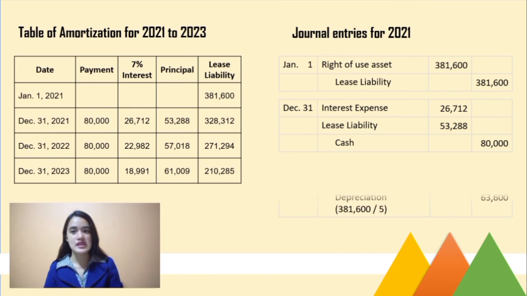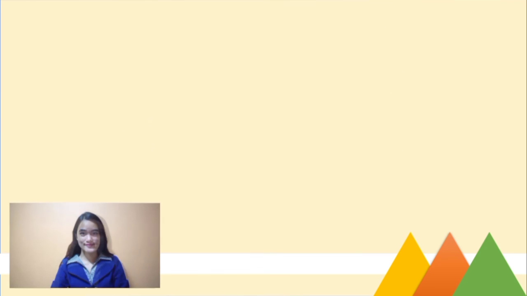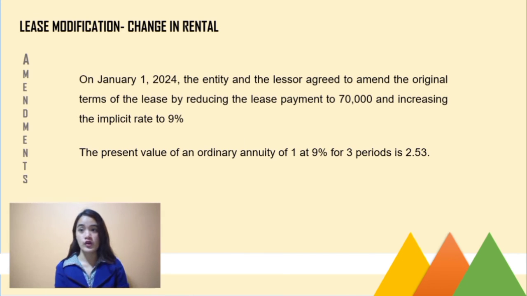Also, record natin yung depreciation. Depreciation will be debited with the amount of 63,600 pesos and credited to the account, or accumulated depreciation rather, with the same amount. So again, ito naman yung amendments. On January 1, 2024, the entity and the lessor agreed to amend the original terms of the lease by reducing the lease agreements to 70,000 pesos and increasing the implicit rate to 9%. The present value of an ordinary annuity of 1 at 9% for 3 periods is 2.53.